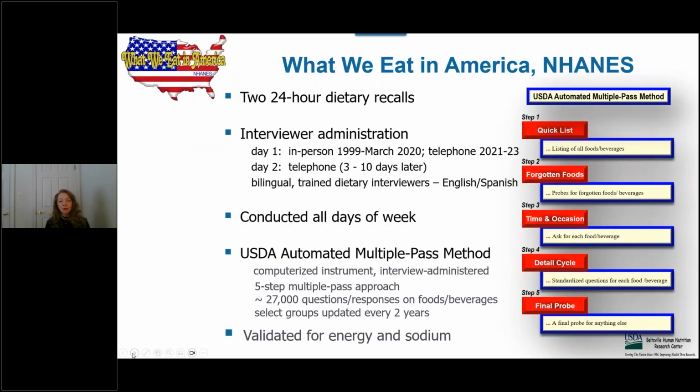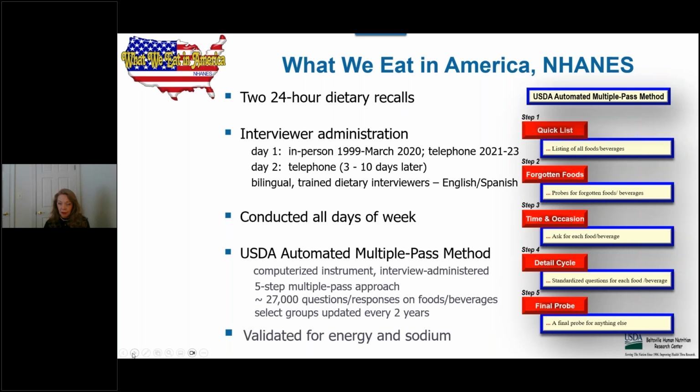So now I want to move into and talk a bit about the method. You have now some of the challenges, and as I'm talking about not only the method but the database, I want you to keep in mind those challenges. So within our NHANES survey, the dietary data, we collect 2 24-hour recalls. These are collected through interviewer administration. The day one has been in person from 1999 to March of 2020.